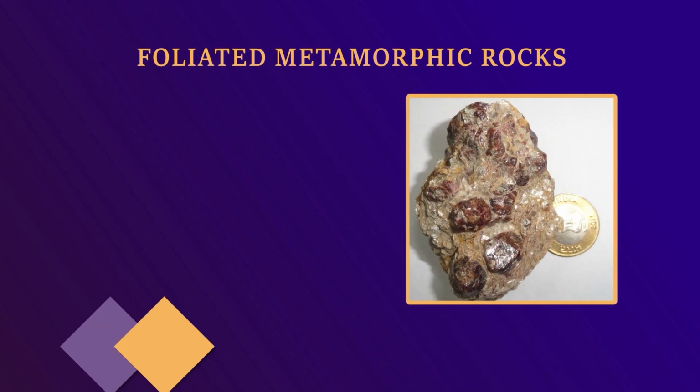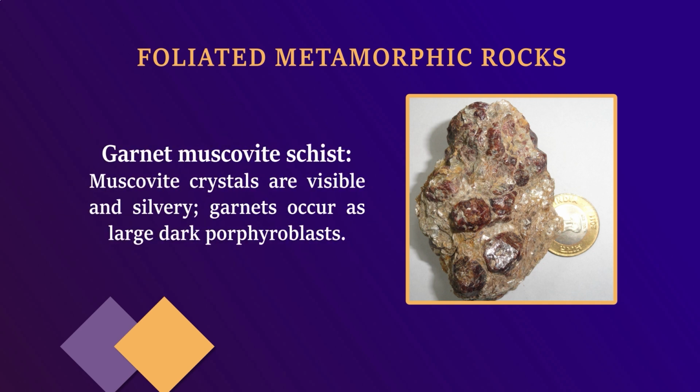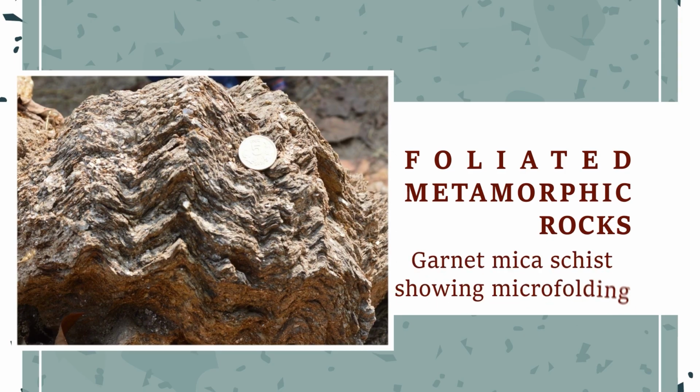Among foliated metamorphic rocks is schist, a metamorphic rock exhibiting schistosity. In common usage, schists are restricted to those metamorphic rocks in which foliated minerals are coarse enough to be seen easily in hand specimen. Here is a garnet muscovite schist. Muscovite crystals are visible and silvery. Garnet occurs as large dark porphyroblasts. Another example is garnet mica schist showing microfolding.